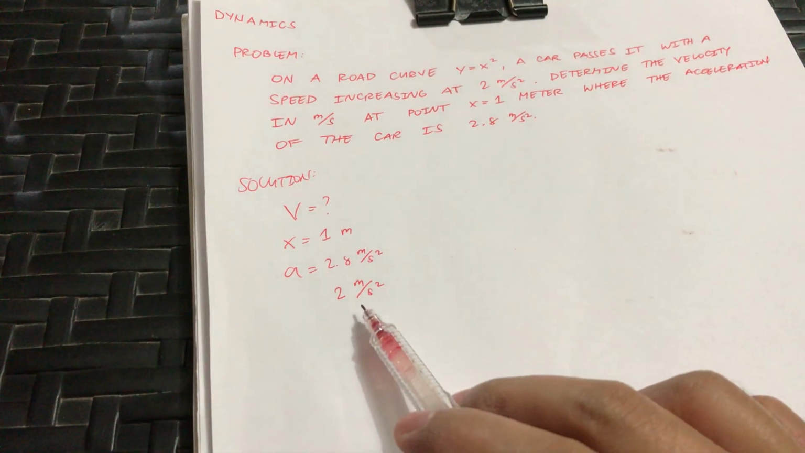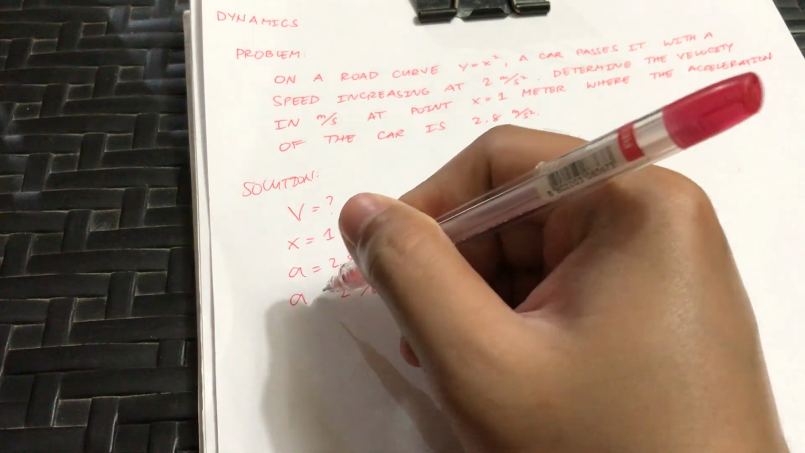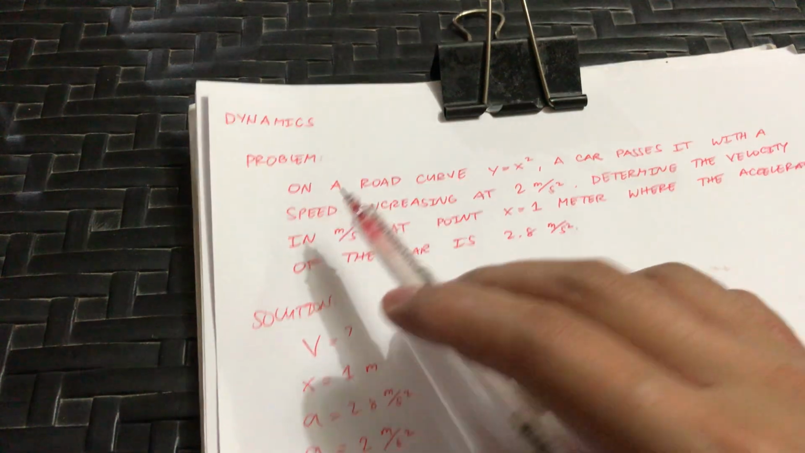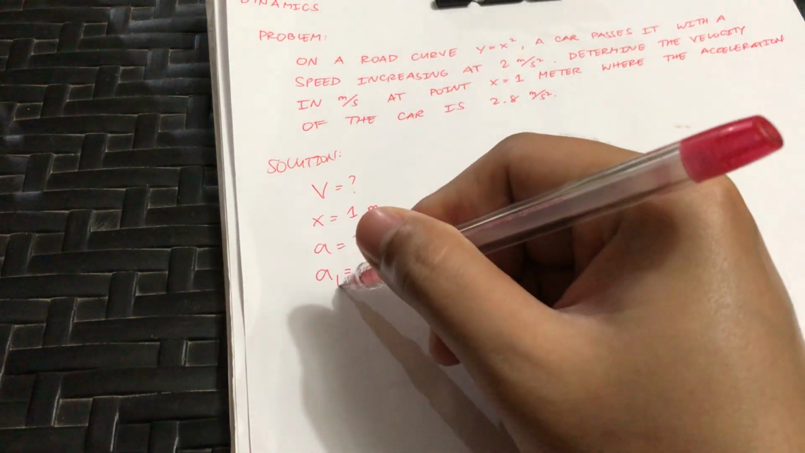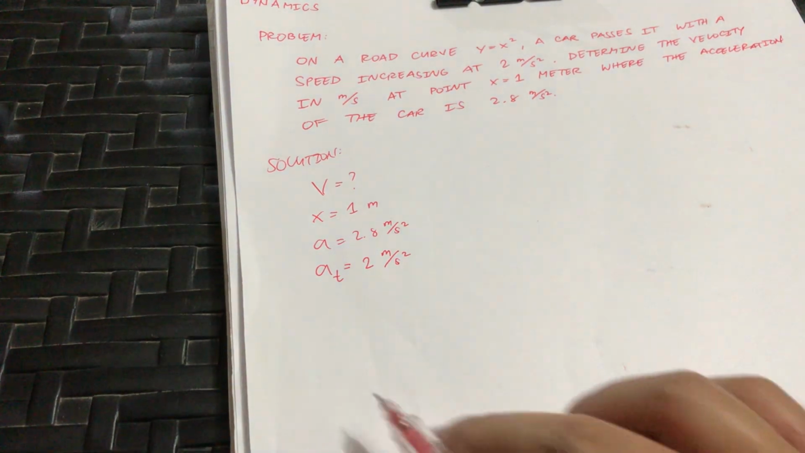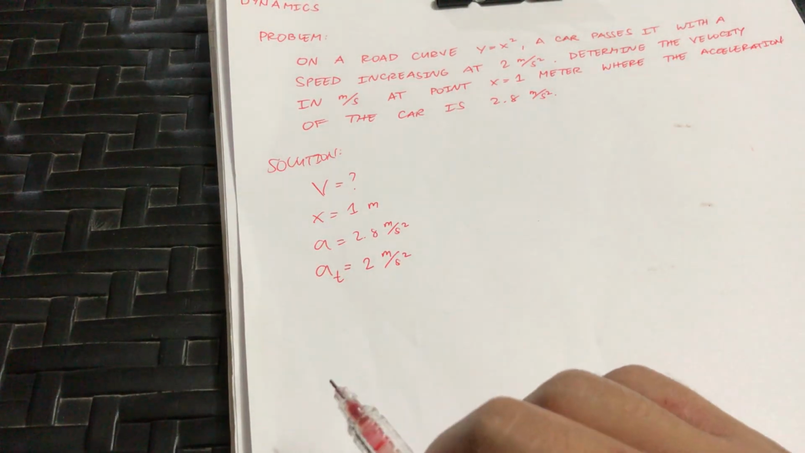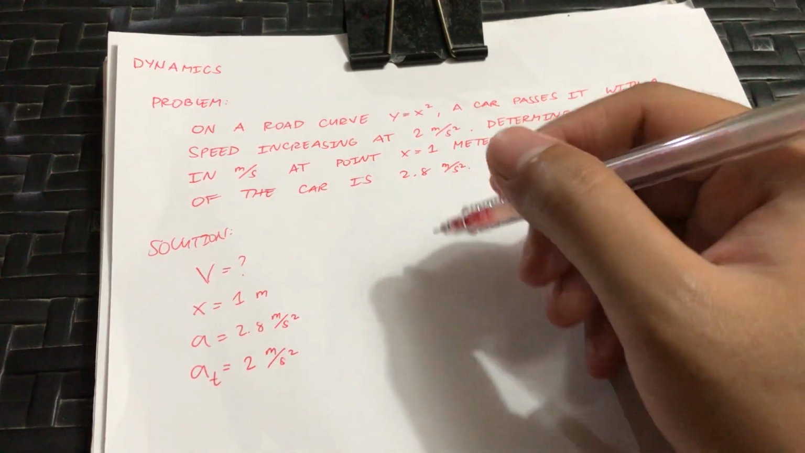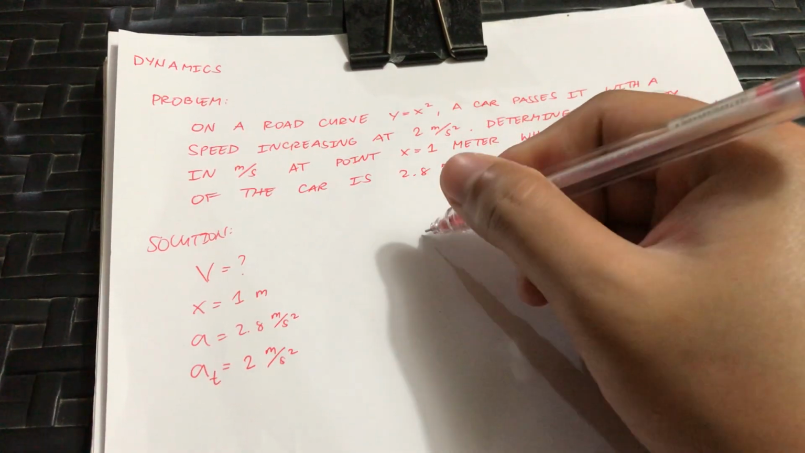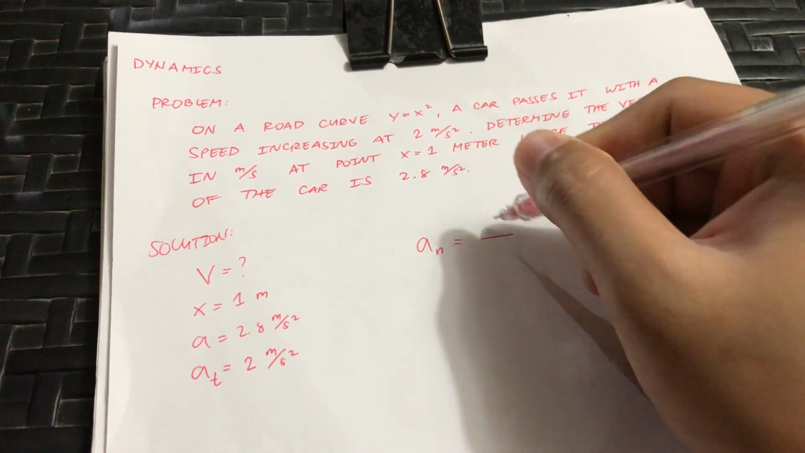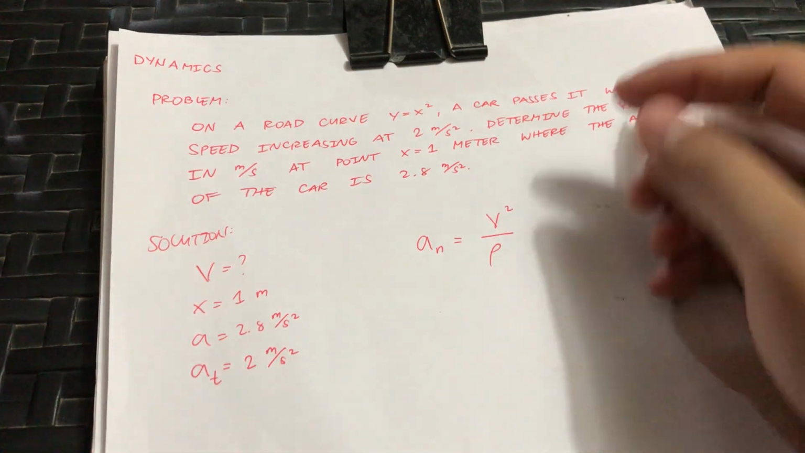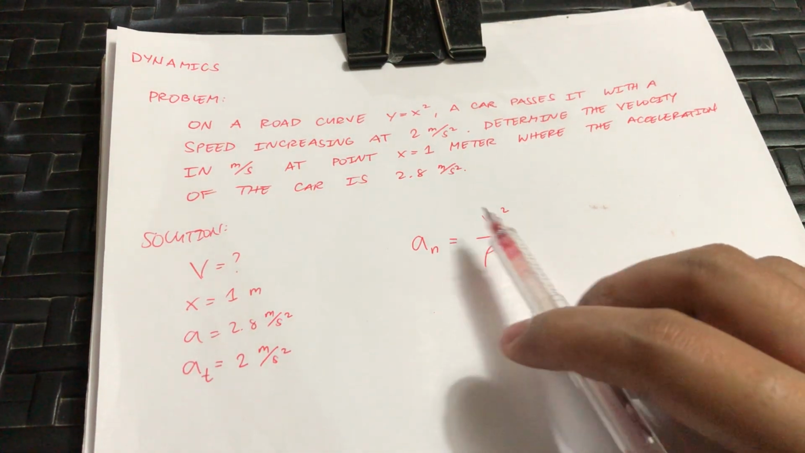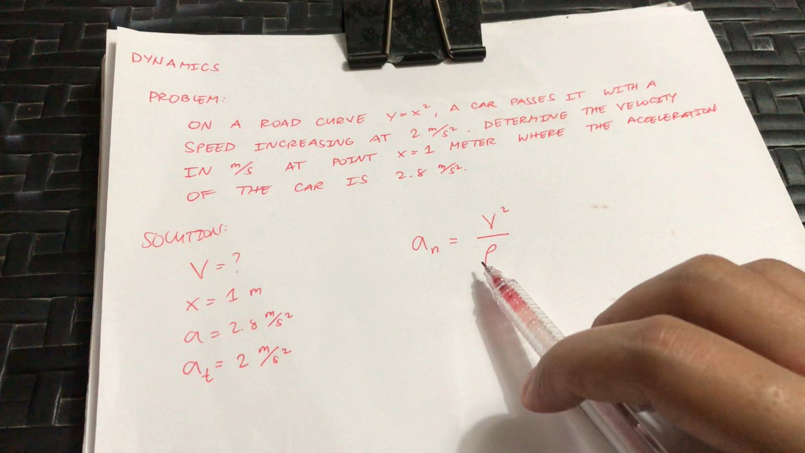Now the question is, what is this value? This is actually acceleration, but due to the word that it is the acceleration of the speed, it is your tangential acceleration. So we now have these three givens to solve the velocity. In our module, in the normal tangential portion, the normal acceleration is equal to v squared over rho, where rho is the radius of curvature. So to solve v, we need the normal acceleration and the radius of curvature.